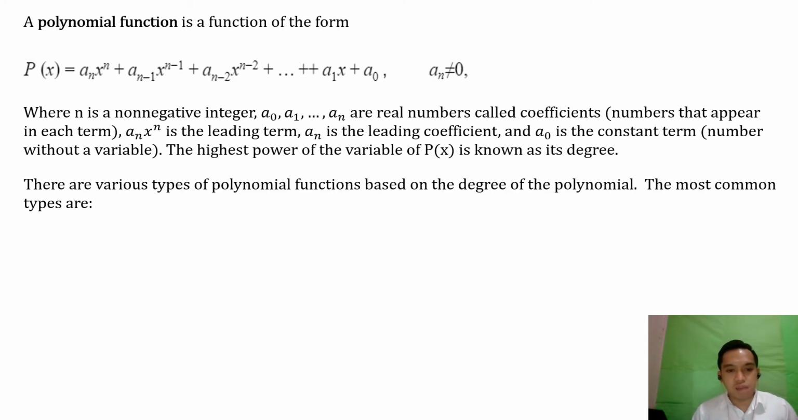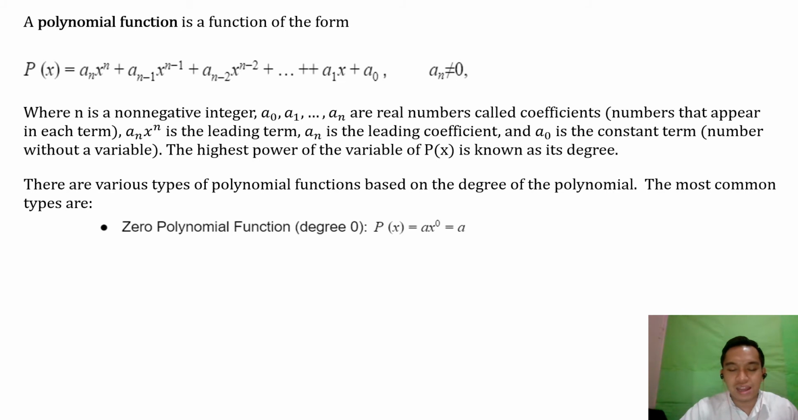So, there are various types of polynomial functions based on the degree of the polynomial. The most common types are zero polynomial function. Ang kanyang degree ay 0 at ang kanyang forma ay p of x equals a times x raised to 0 equals a. So, kahit anong variable or number, kapag ang exponent ay 0, that is automatically equal to 1. Okay? Automatic yan, equal sa 1. So, magiging a na lang yan kasi ang exponent ng x ay 0. So, yan yung zero polynomial function.